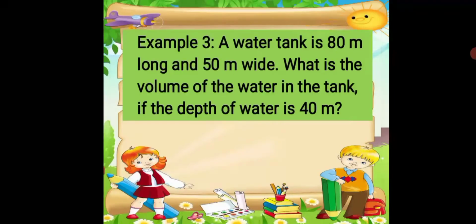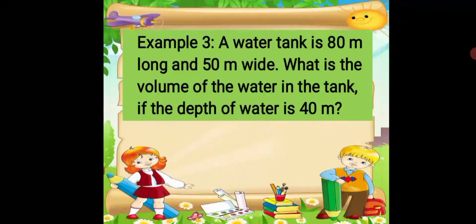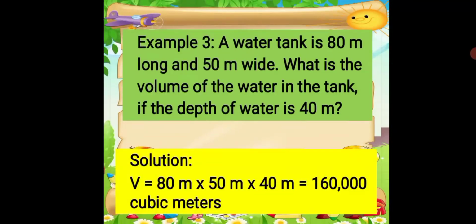Another example: a water tank is 80 meters long and 50 meters wide. What is the volume of the water in the tank if the depth of the water is 40 meters? So, V is equal to 80 meters times 50 meters times 40 meters, which is equal to 160,000 cubic meters.